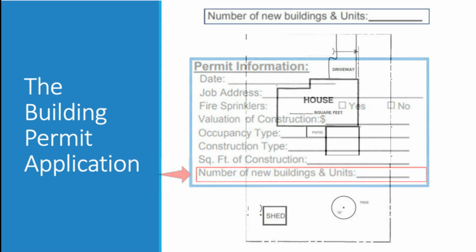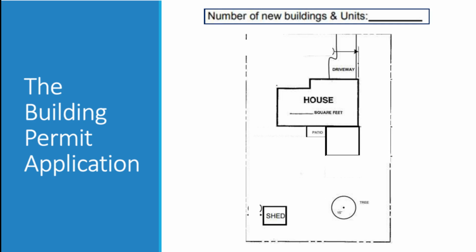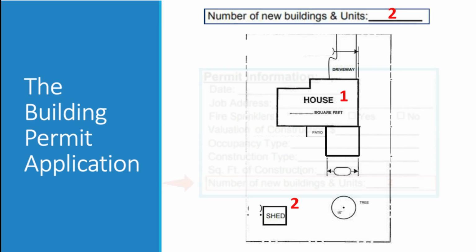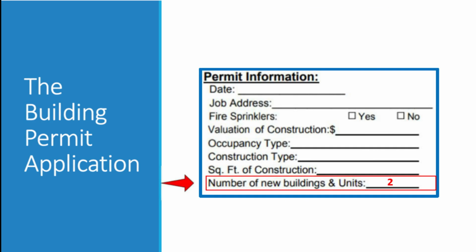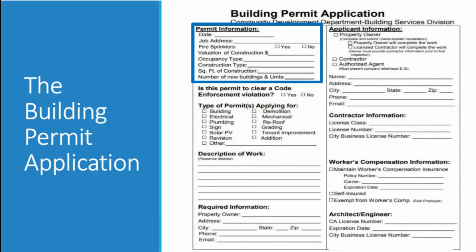Let us take a look at this site plan as an example. The site plan shows one house and a storage shed proposed. Therefore, we would notate 2 for the 2 number of buildings proposed. We just reviewed the first block. Let us move along to the next area.